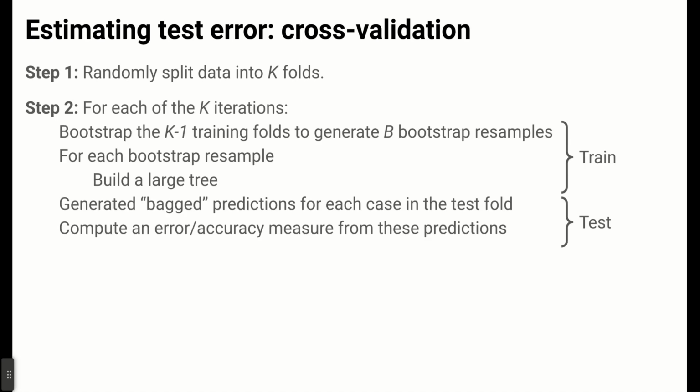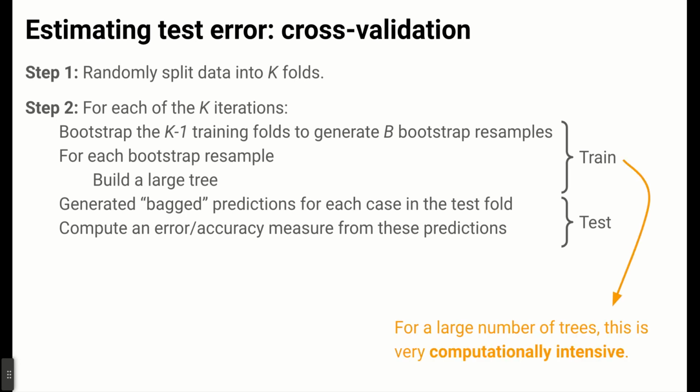For each of the k iterations, we use k minus 1 folds to train or fit the predictive model and use the remaining fold for testing. In particular, training the model in each iteration involves building a large number of trees, often 1,000 or more. Doing this k times is very computationally intensive. We'll address this issue in just a moment.